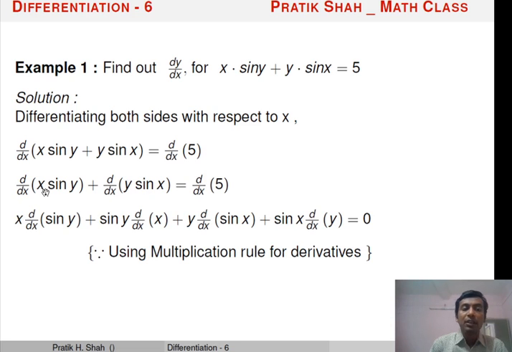So applying the multiplication rule, first function as it is, derivative of second function, plus second function as it is, derivative of first function. Here also we are applying multiplication rule. So first function as it is, derivative of second function, plus second function as it is, derivative of first function, and this is equal to derivative of 5, which is constant, is equal to 0.